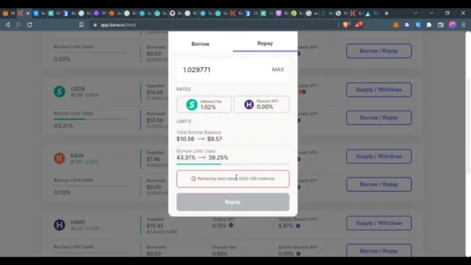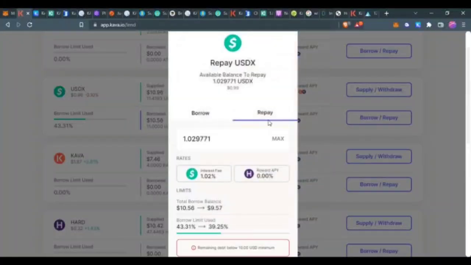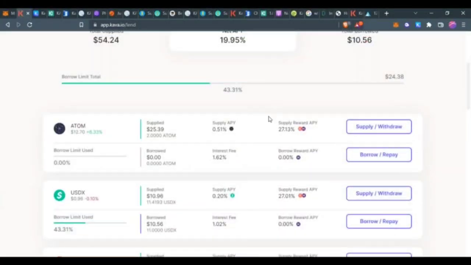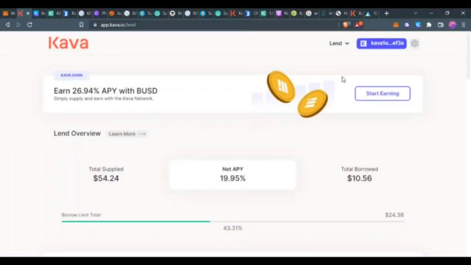We only got $1.02 in here. Remaining debt below $10 USD minimum. So pay the whole 10 off, and then you come back over and withdraw. Once again, that is the process of entering and exiting from the Kava network across different platforms. With that being said, hold on.